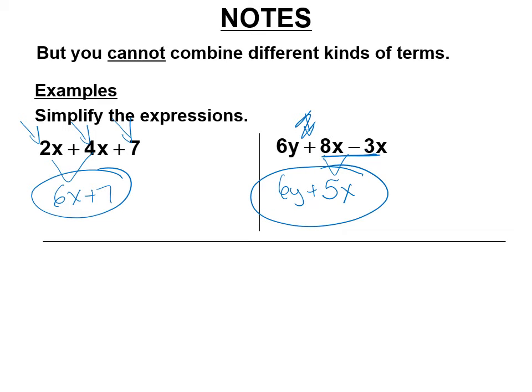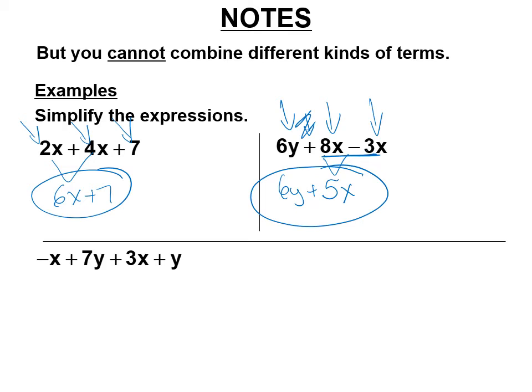Okay, so say you had 6 bananas and 8 apples, and then we took away 3 of the apples, right? What would we have left? 6 bananas and 5 apples.